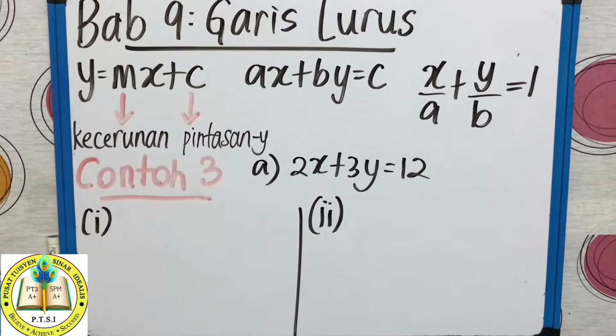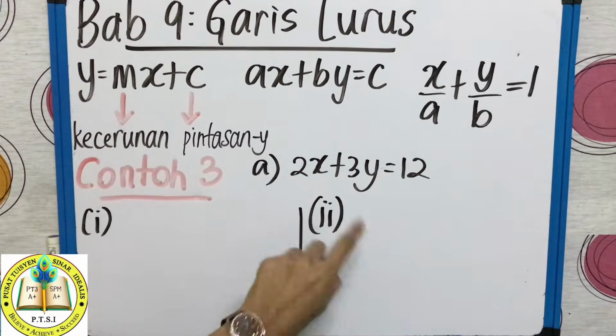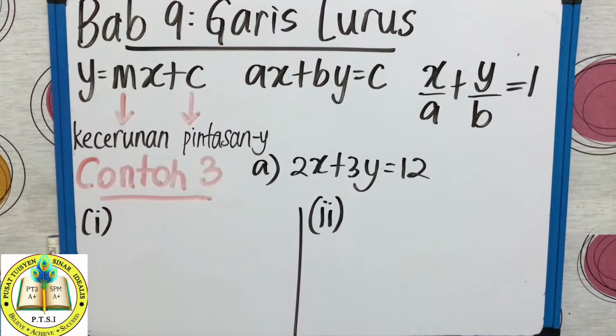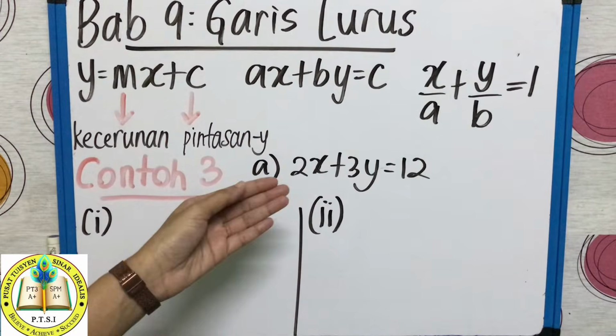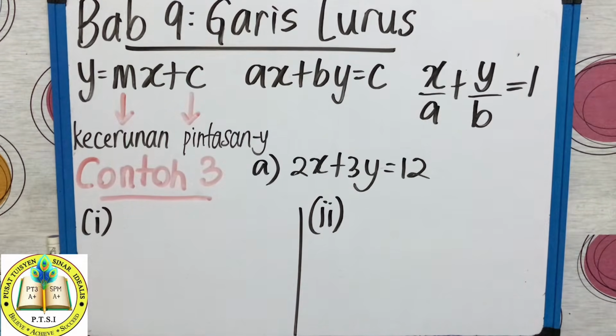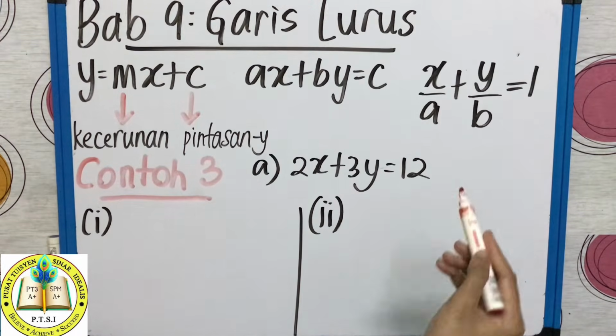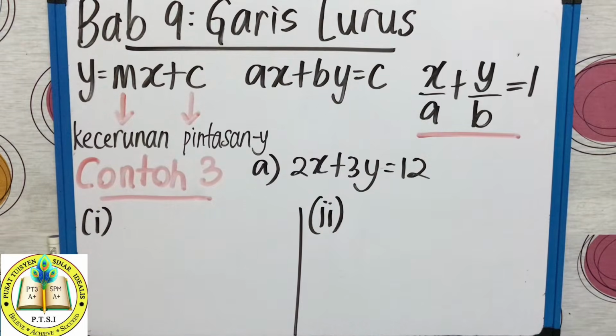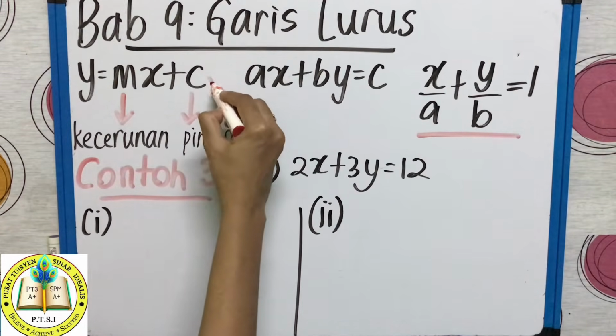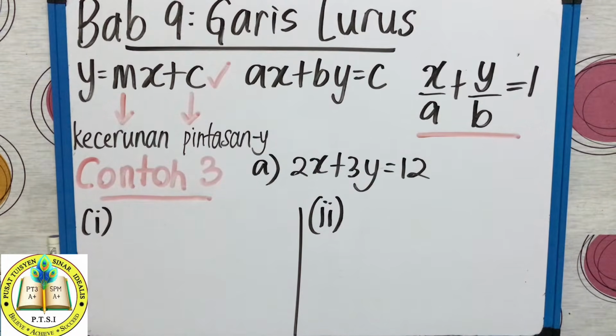Class, now we go for example 3. Contoh 3 daripada buku teks. Okay, soalan. Contoh 3. Tukarkan persamaan. Now is the A question. Contoh 3A. Tukarkan persamaan garis lurus. Change this equation kepada bentuk X over A. You have to change to this bentuk. X over A plus Y over B equal 1. Dan lagi satu bentuk Y equal MX plus C.